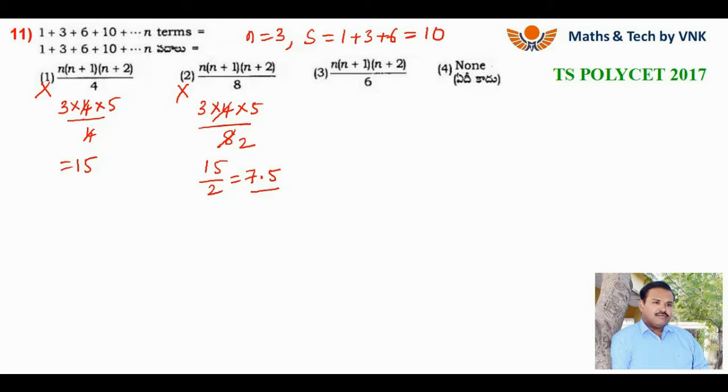Substituting n is equal to 3 in option 3. 3 into 4 into 5 divided by 6. 3 twos are 6, 2 into 5 is equal to 10, so the sum is 10, so option 3 is right.